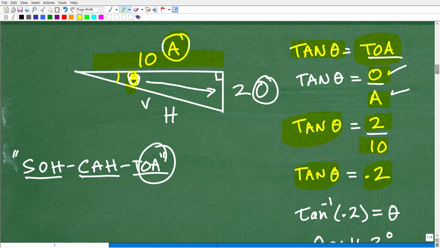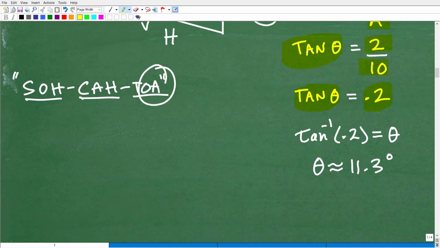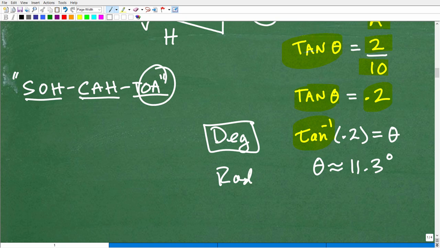To find the actual angle, I need to go into my calculator and use the arctangent. Make sure your calculator is in degree mode, by the way. It should always be on degree mode unless you had a reason to change it to radians.